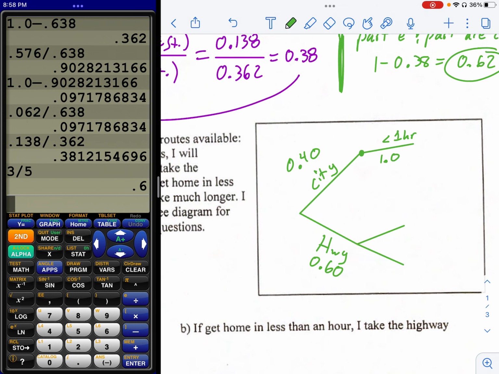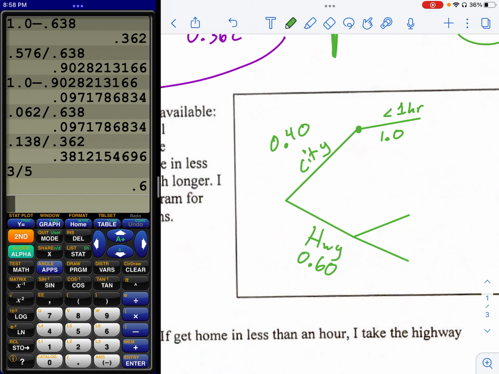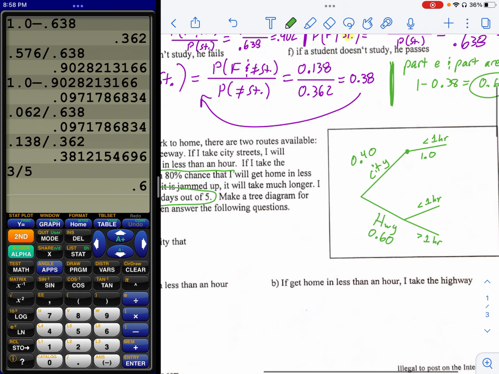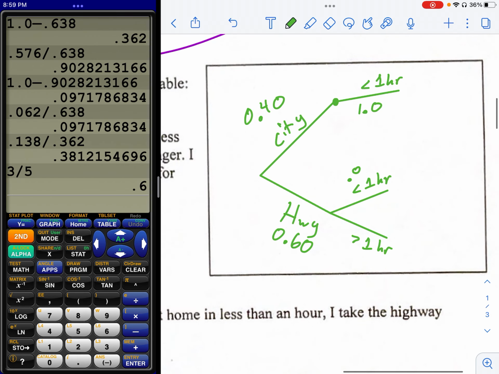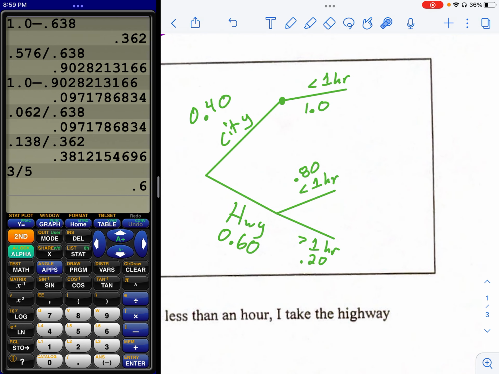If you take the highway, it's more of a gamble. When there's traffic, you're not getting home in less than an hour. Sometimes you'll get home in less than 1 hour, and other times it will be greater than 1 hour. What is the split there? If I take the highway, there's an 80% chance I'll get home in less than an hour, so that would be here, less than an hour, which means this greater than an hour is 0.20. Maybe you're thinking, why wouldn't you just always take the city streets? Well, I'm guessing the city streets are maybe 40 minutes, but the highway, when it works, is maybe 30 minutes. It saves you time.